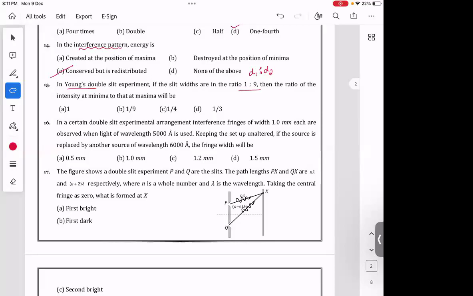Now, please remember, amplitude is directly proportional to the slit width. So if the slit widths are in the ratio 1 is to 9, amplitude must be in the ratio 1 is to 9. So what must be the intensity ratio?